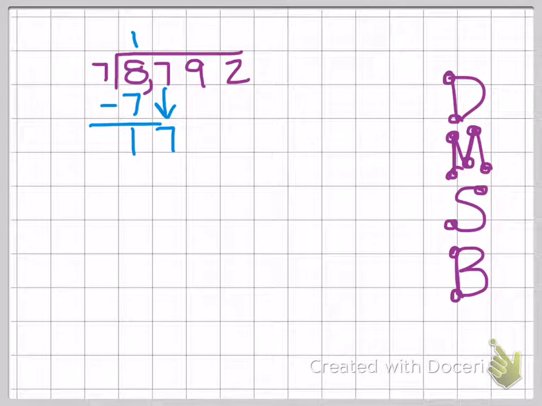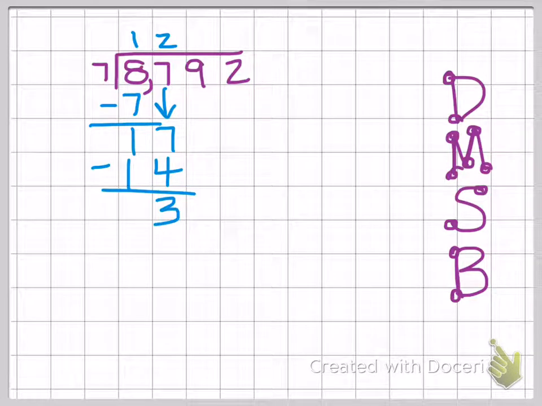So we have 17. We're trying to figure out how many 7's go into 17. I know that 7 times 2 is 14, and 7 times 3 is 21, which is too much. So only 2 7's can go into 17. So I'll put a 2 there. Next time multiply. 2 times 7. 2 times 7 is 14. Now it's time to subtract. 17 minus 14 is 3.